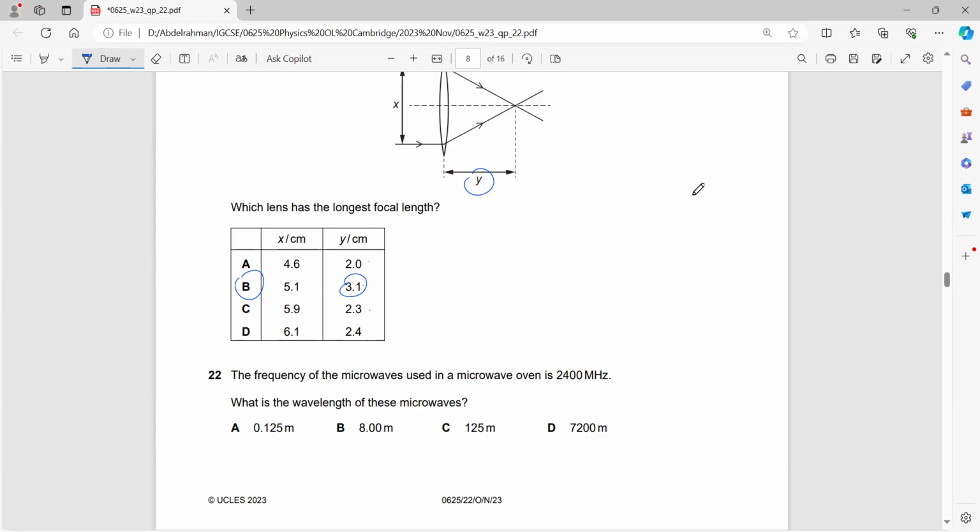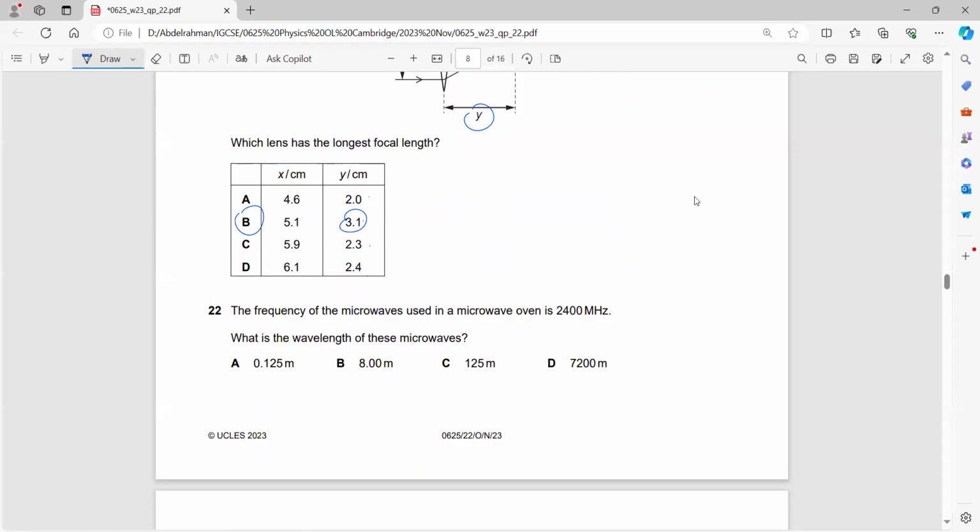Can you find the wavelength of these microwaves? We're going to use the speed of light. So wavelength equals speed over frequency. Speed of light is 3 times 10 to the power of 8 over 2,400 megahertz, so 2,400 times 10 to the power of 6. 3 over 24 would be 0.125. A million is to the power of 6. That's right.